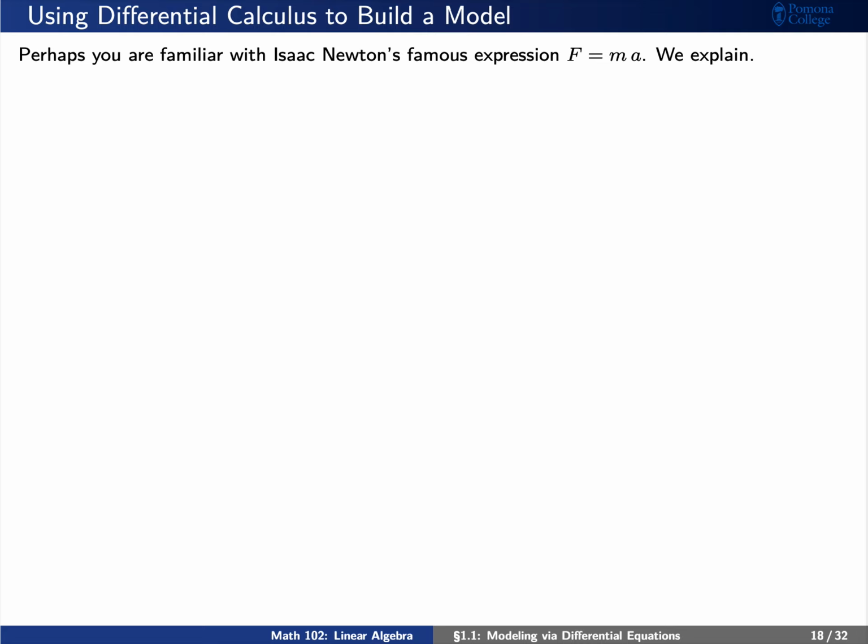What we're going to do is try to use differential calculus to build a mathematical model. Let's start with the first idea. Perhaps you're familiar with Newton's famous equation F equals ma. Let's try to explain what this means exactly.